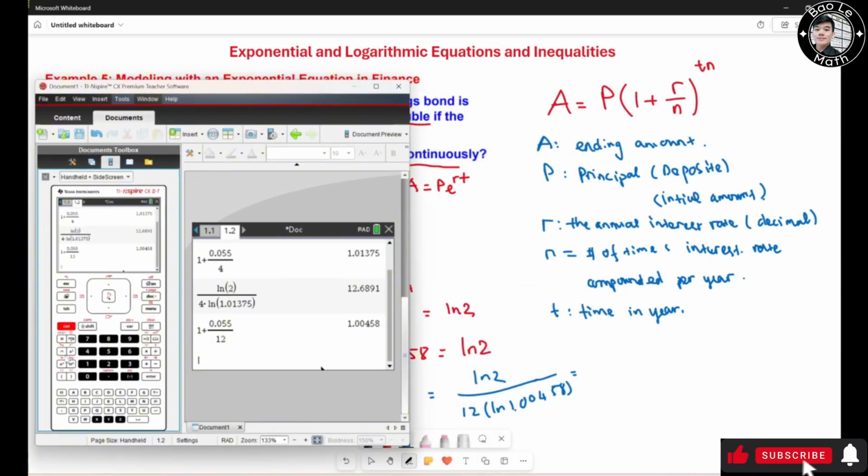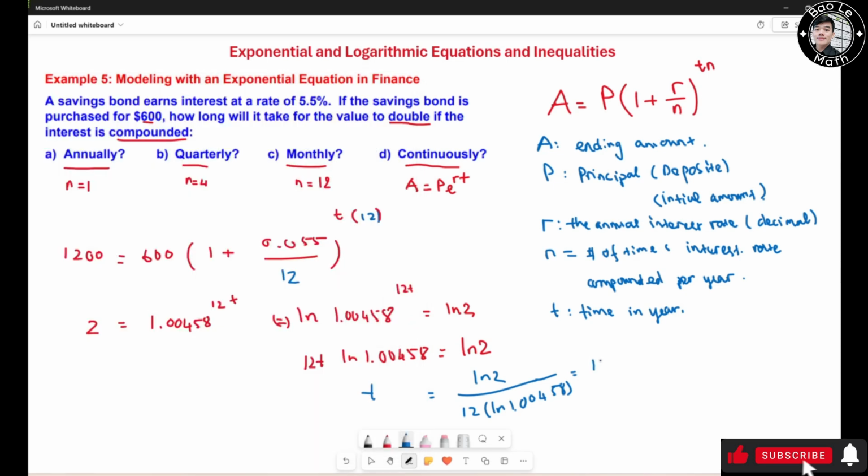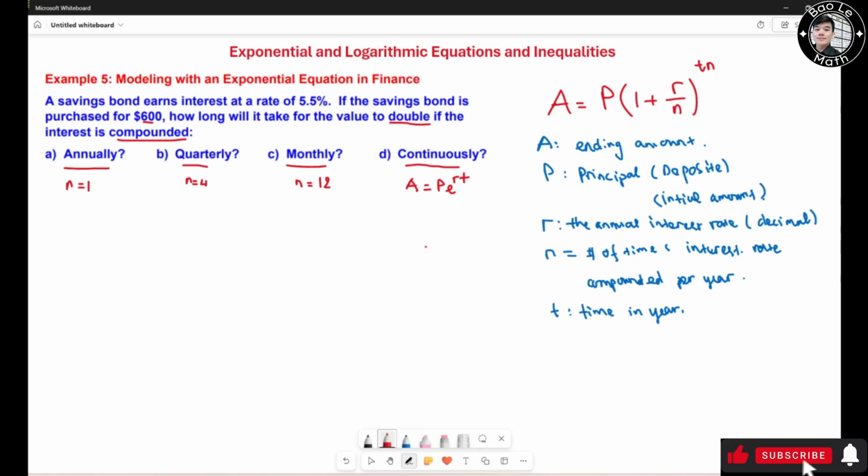So it's going to be natural log of 2 divided by 12 times natural log of 1.00458 and hit enter. It's going to be 12.64, right? 12.64 years. Let's move on to the last one.